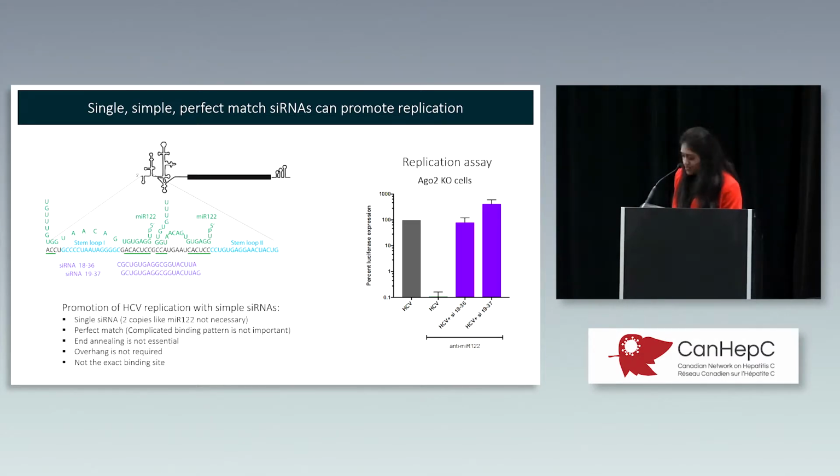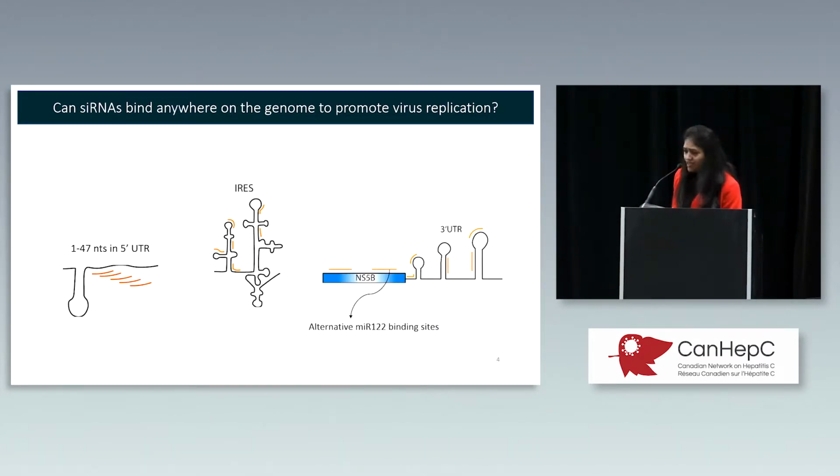Our next obvious question was, can siRNAs then bind anywhere on the genome to promote virus replication? So we designed multiple siRNAs that bound first to the 5' UTR of the genome, to the IRES, or the internal ribosomal entry site, which is required for the translation of the virus, and to the alternative predicted miR-122 binding sites in the NS5B or the 3' UTR regions. What we saw was that most siRNAs that bound to the 5' UTR were able to promote virus replication, but none of those that bound to the other sites promoted replication. So I'll focus my talk on the ones that actually promoted replication.